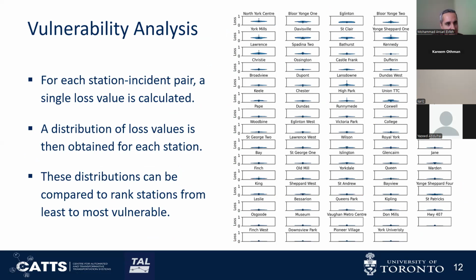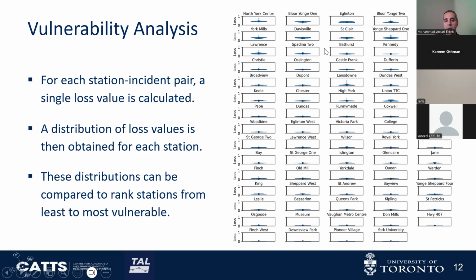Here I want to explain how we move from a single station-incident pair, or single loss value, to a vulnerability profile for every station in the Toronto subway network. As I mentioned before, we obtained a single loss value for every station-incident pair in the system. Since there are 45,000 of them, and stations in the Toronto subway network experience many incidents over the study period, we get a distribution of loss values for every station. The results are represented over here as these violin plots.